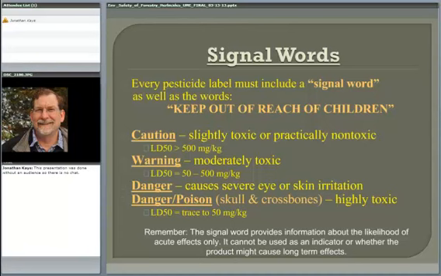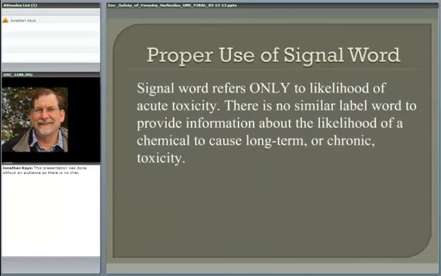And it's also important to understand the signal word provides information about the likelihood of acute effects only. It doesn't have anything to do with chronic or long-term effects. So the fact is that something has a more acute toxicity has really no bearing on chronic problems. So they are not necessarily related to each other. So the proper use of the signal word refers only to the likelihood of acute toxicity. And like I said, there's no similar label word to provide information about the likelihood of long-term or chronic toxicity.